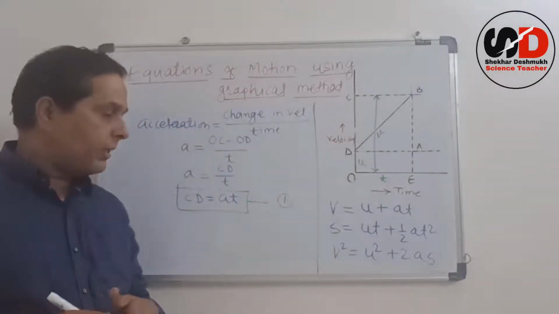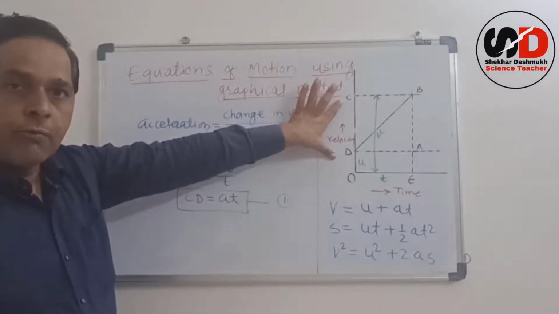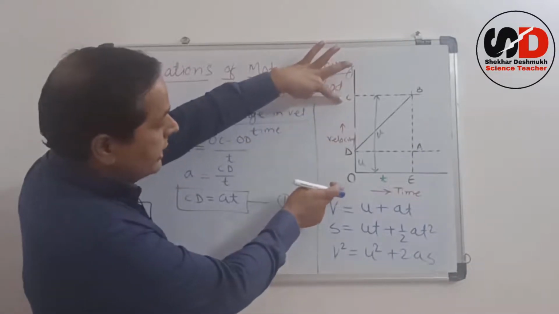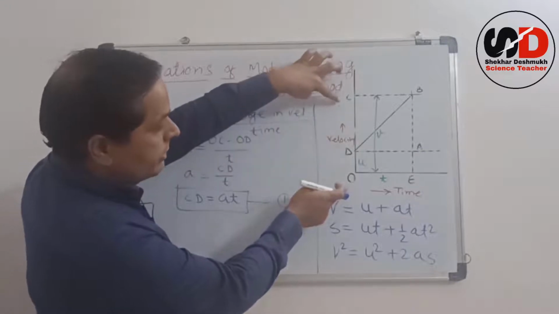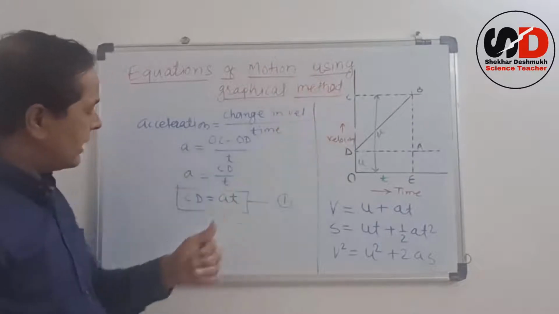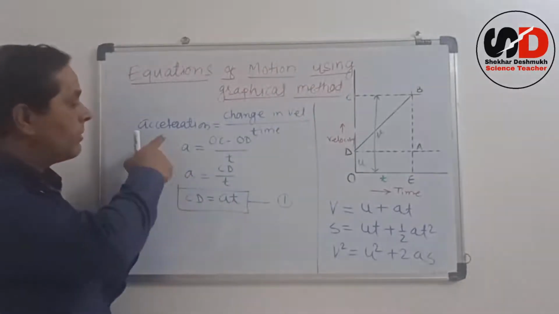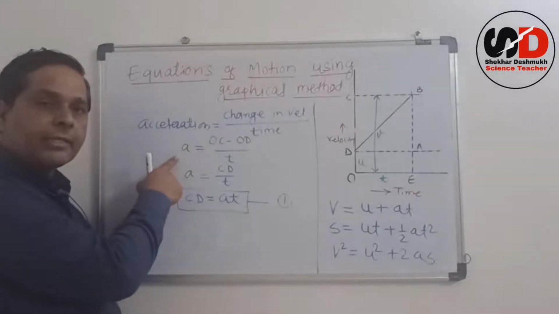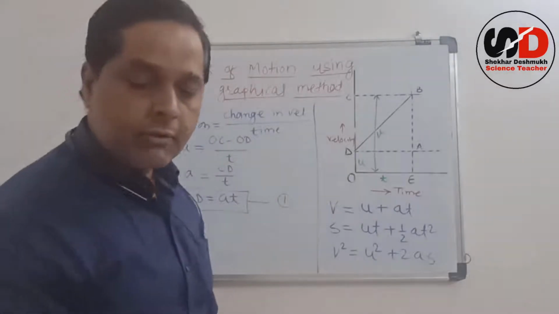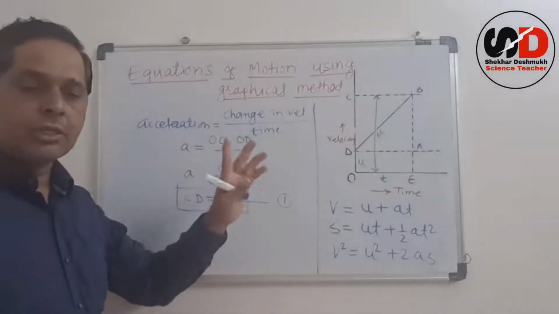What is our equation number 1? CD, we calculate this one. From this graph, CD is nothing but OC minus OD. So this much is V, this much is U. So this CD is equal to AT. From the equation, acceleration is equal to change in velocity divided by time, we calculate this: CD is equal to AT. So this is equation number 1.